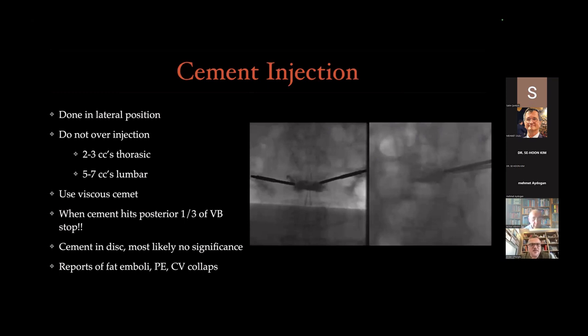We always do it in lateral position, but check the AP position. Do not over-inject, avoiding extravasation. 2-3 cc's for the thoracic spine, 4-7 cc's for the lumbar spine is enough. Always use viscous cement to avoid extravasation of the cement. When cement hits the posterior wall, vertebroplasty can be stopped.